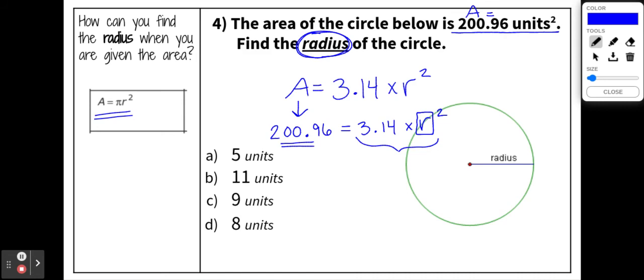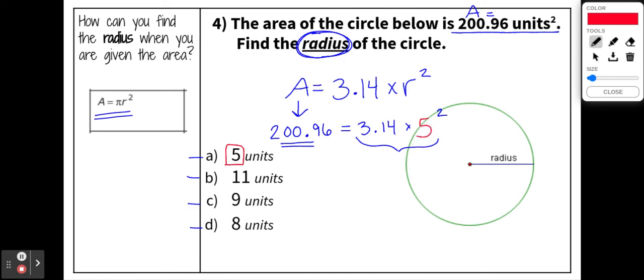Well, hey, guess what? We've got 4 choices. Could we just guess and check? Could we plug them each in and see which one gives us the right answer? Let's give it a try. I'm going to change the color for us. Let's go ahead and plug one in. So right here where it says radius, let's go ahead and try one. Let's start by trying 5 units. Let's see if the radius could be 5. So I'm going to plug in 5 right here.